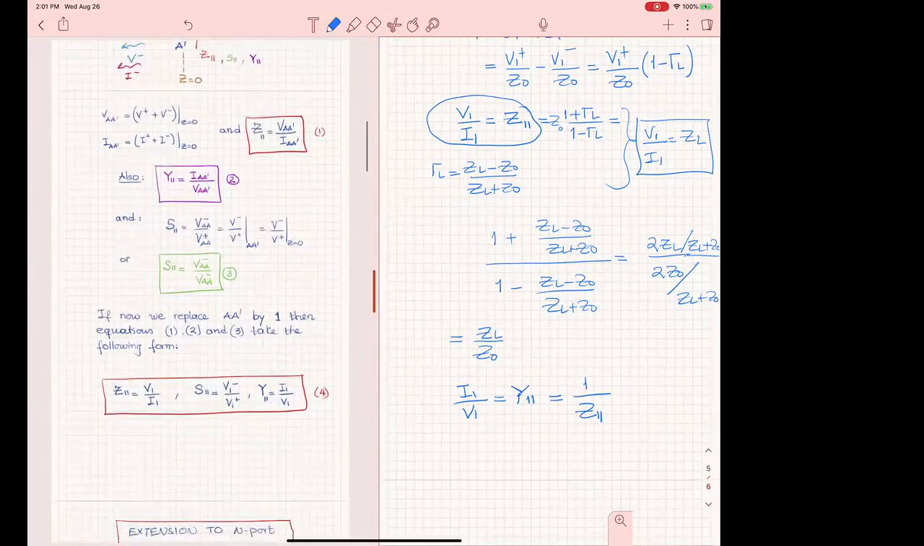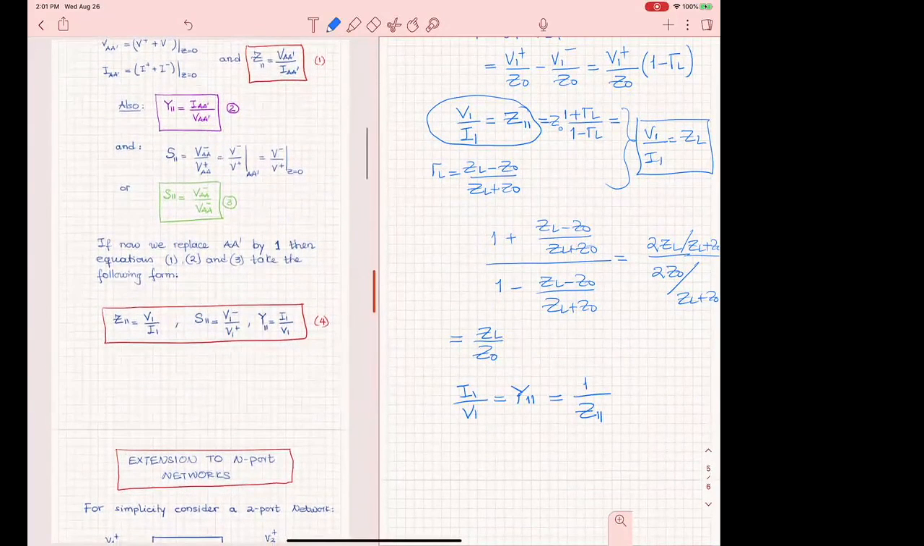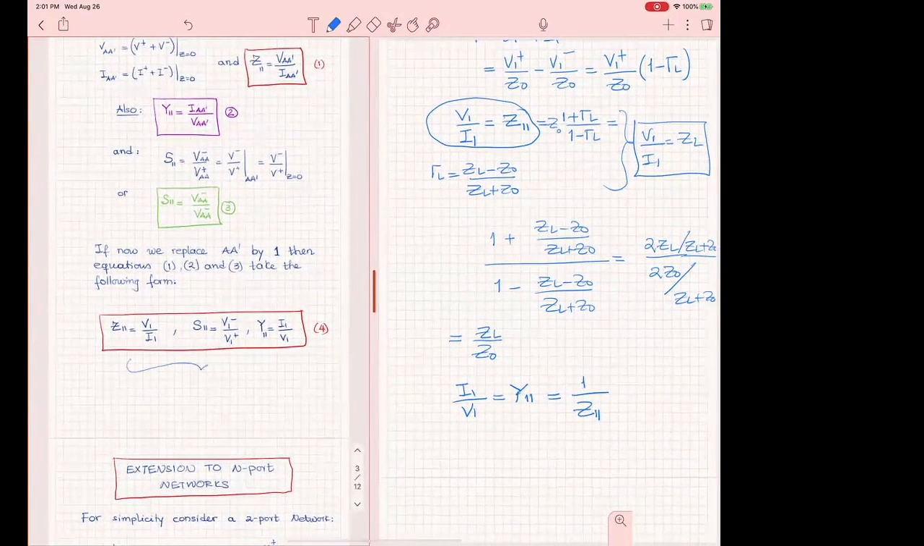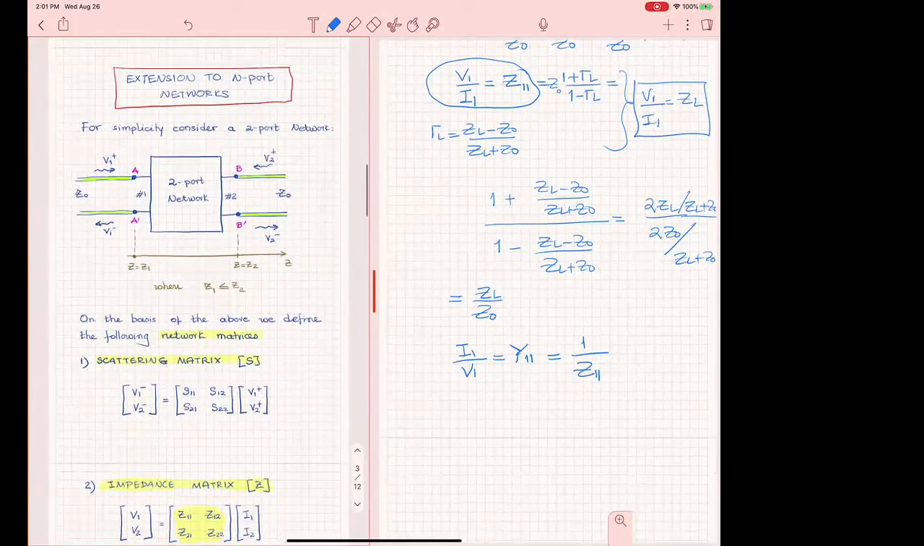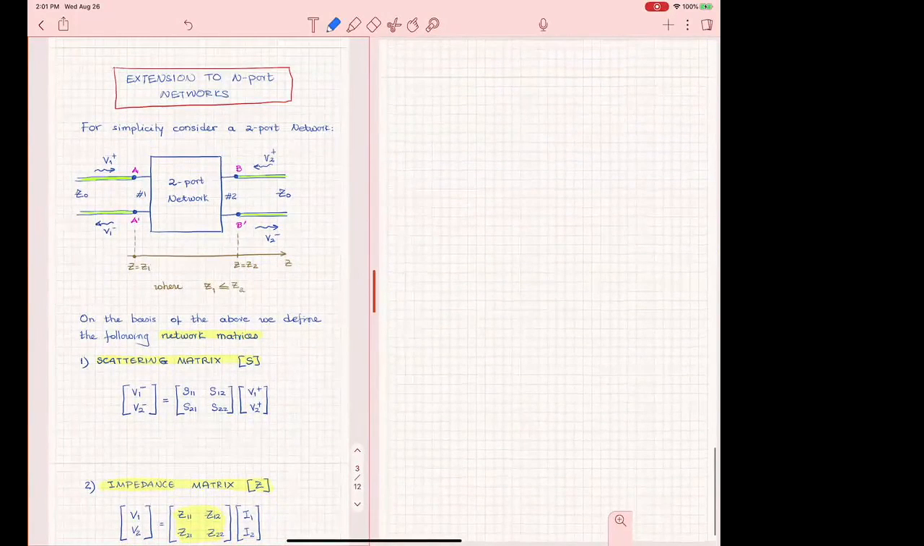So now I have defined here three parameters which are important: S11, which I call the scattering parameter, Z11, which I call the impedance parameter, and Y11, which I call the admittance parameter. Now you can imagine that if I go to a two-port, I can extend those definitions. In a two-port, we have two ports, one on the left and one on the right, and therefore we have two sets of incident and reflected voltages, and two sets of incident and reflected currents.